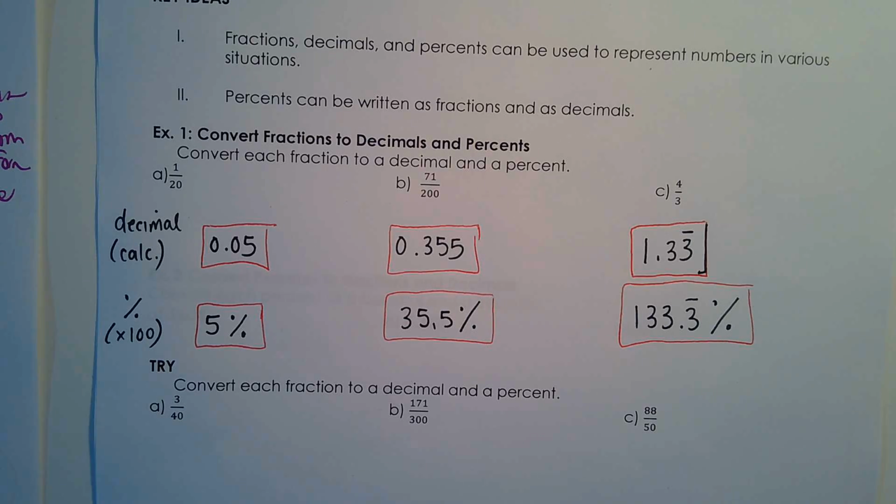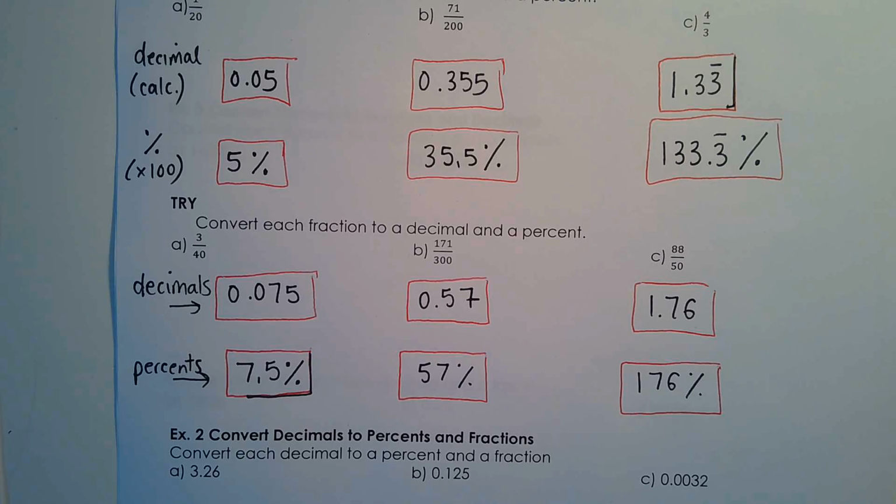Okay, so I'd like you to pause the video now and try the 3 examples below. Okay, so you can check your answers over in the try questions. You use your calculator to calculate the decimal, and then you multiply it by 100 to get the percent value.